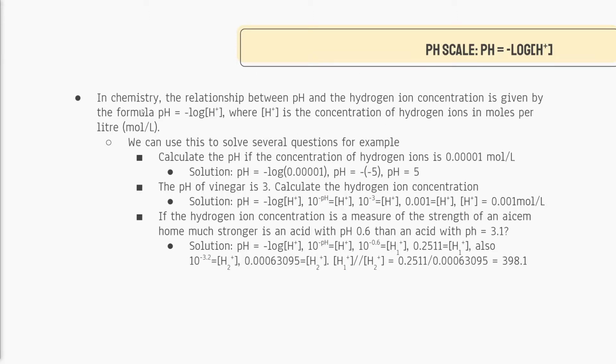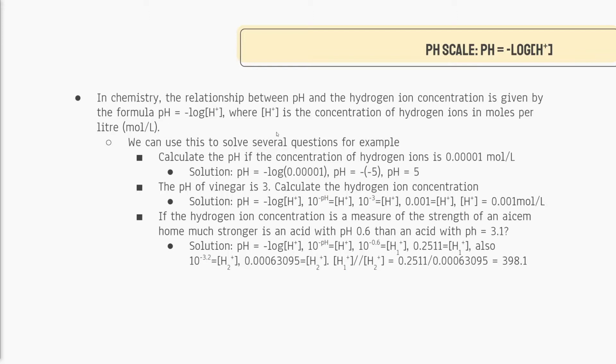So we can use this equation to solve several questions. Here I've listed 3 of the most basic ones you might be asked. So the first one is calculate the pH if the concentration of hydrogen ions is 0.00001, so 4 zeros after the decimal point, moles per liter.